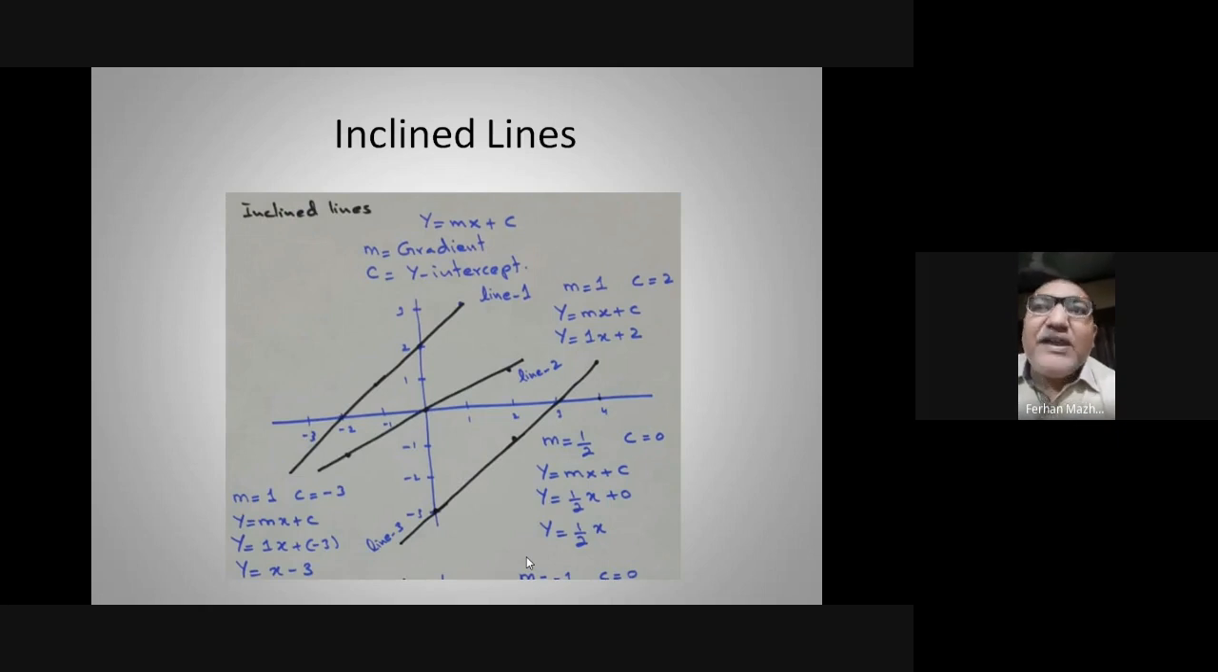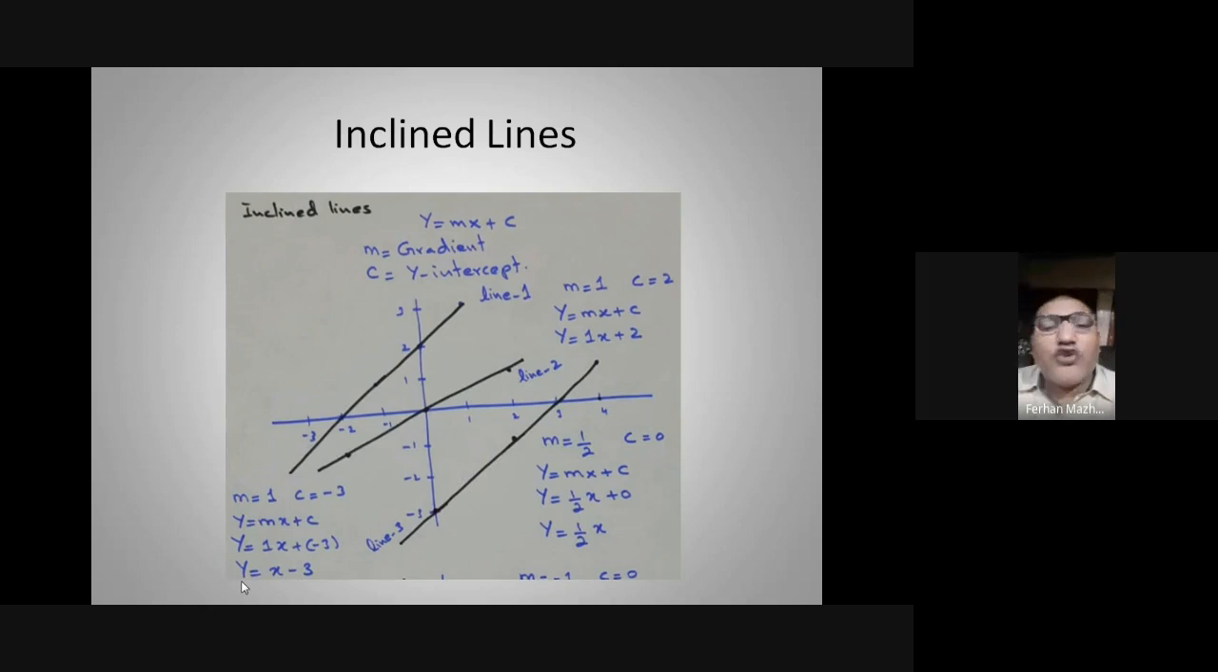In the same way, we can check for the line number 3. You can see the line number 3 is shown here. I already know that its gradient is 1 and its y-intercept, you can see here, is minus 3. So if you want to find out the equation of this line, the procedure is very simple. You will write the standard equation, y equals mx plus c, and you substitute the value of the m and the c. M is the gradient, c is the y-intercept, m here is 1, c here is minus 3. So you will get y equals x minus 3.